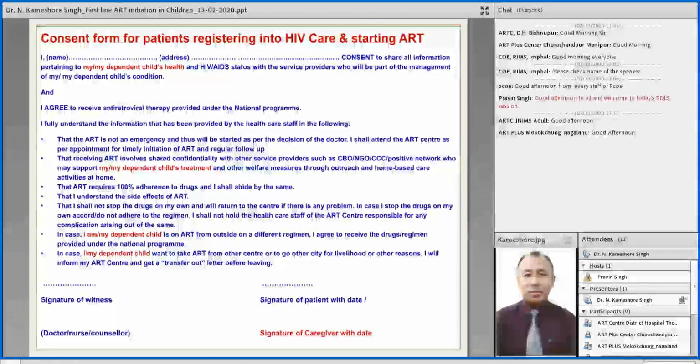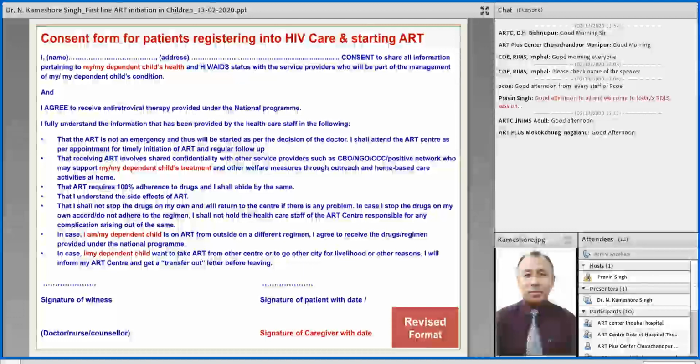This is the consent form which is to be signed by guardians or patient caregivers if the child or adolescent is less than 18 years. Next.